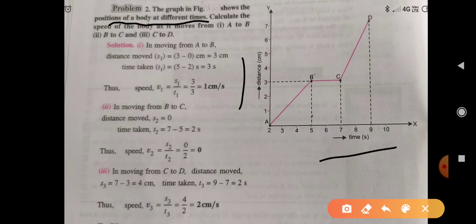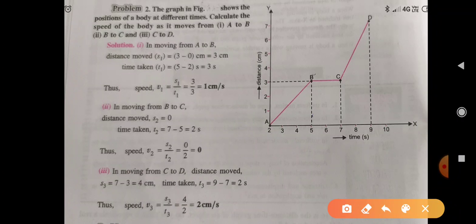The question says the graph in this figure shows the position of the body at different times. You can see time runs from 2 till 10 and the distance runs from 0 at point A till 7. They ask us to calculate the speed of the body as it moves from A to B, B to C and C to D, that is, in all three situations.